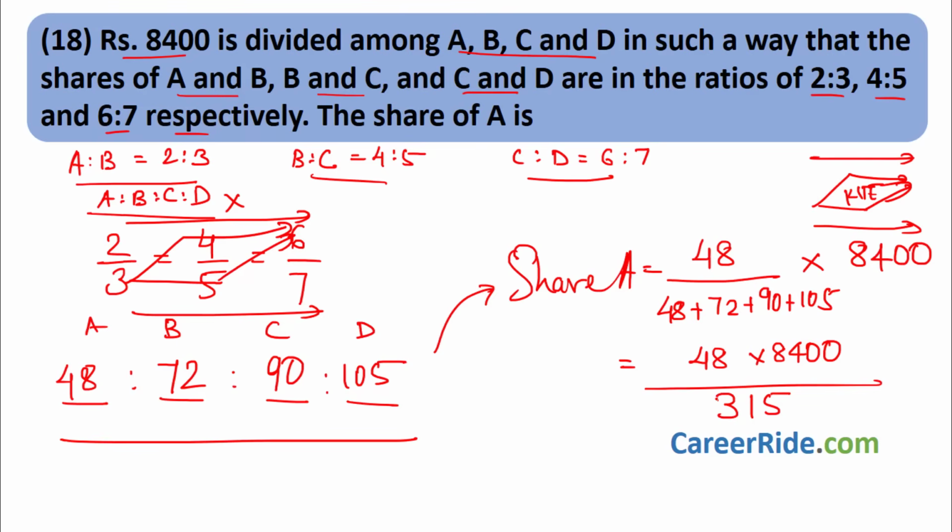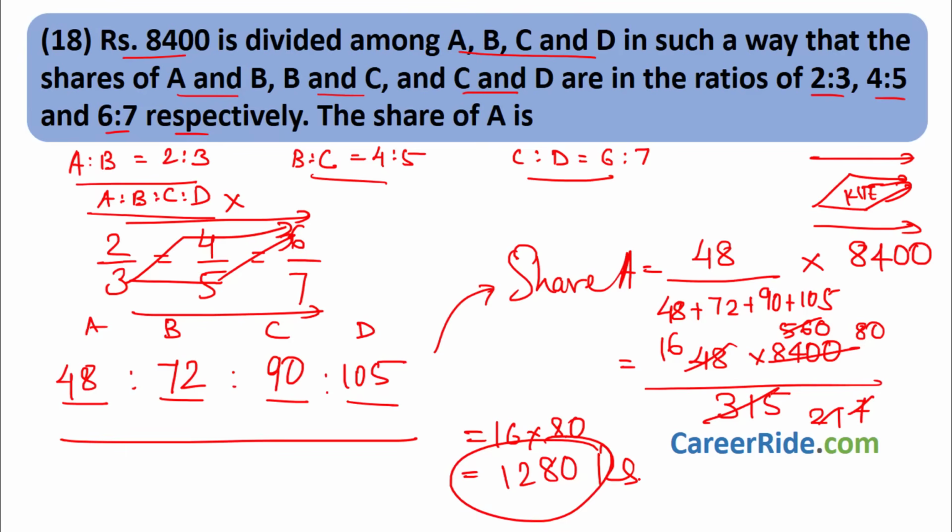So let us calculate what the value might be. You will have 15 5s are 75, 15 6s are 90, 560 over here. Now we have this 3 into 16, 3 into 7, 7 8s are 56. So we will have 16 into 80, that would be 16 into 8, 160 minus 32, that would be 128, 1280 rupees is the share of A. See how easy it was.